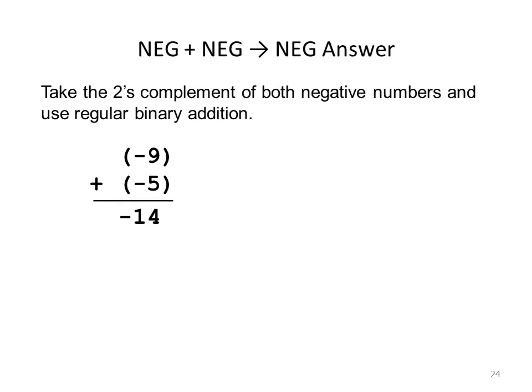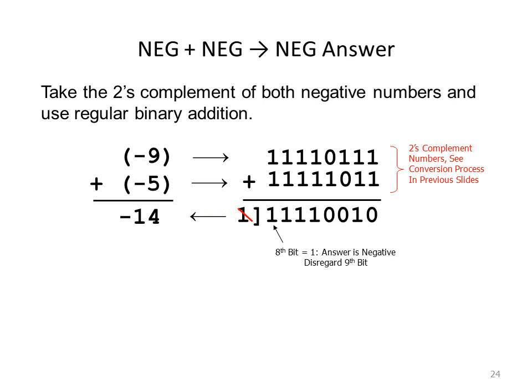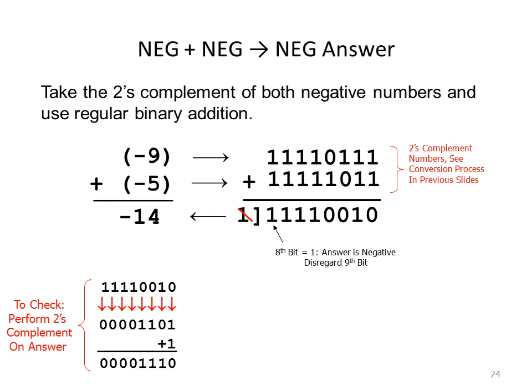Now both are negative, minus 9 and minus 5. Both have a 2's complement. We add, and here there is a carry 1, which is disregarded as it is beyond 8 bits. The 8th bit is the sign bit 1, so the answer is negative. So again we have to find the 2's complement of the negative number. It becomes 14.